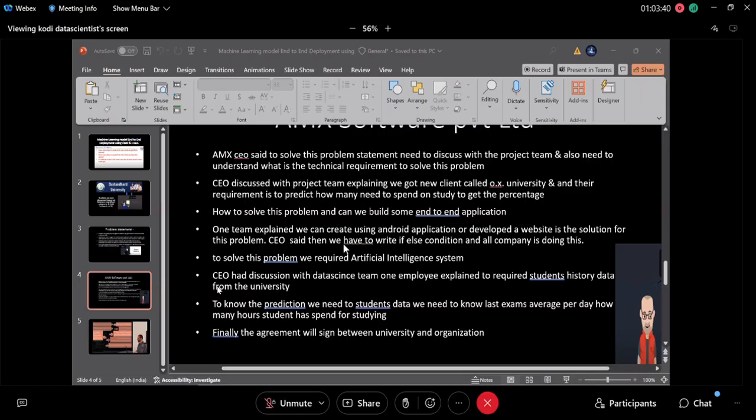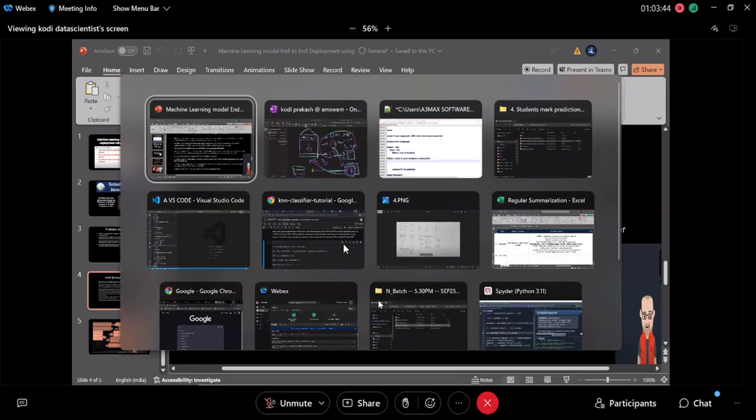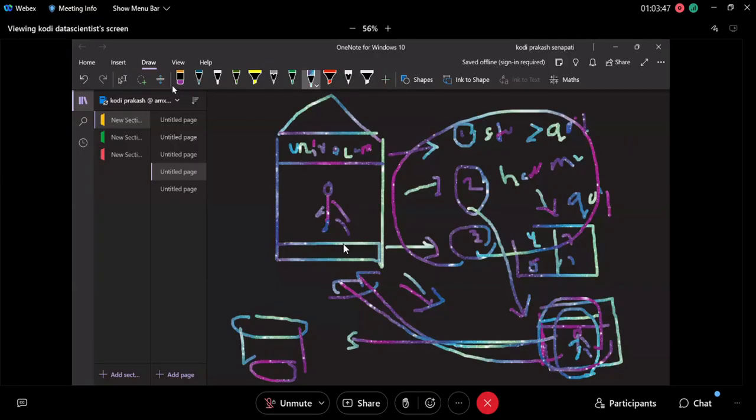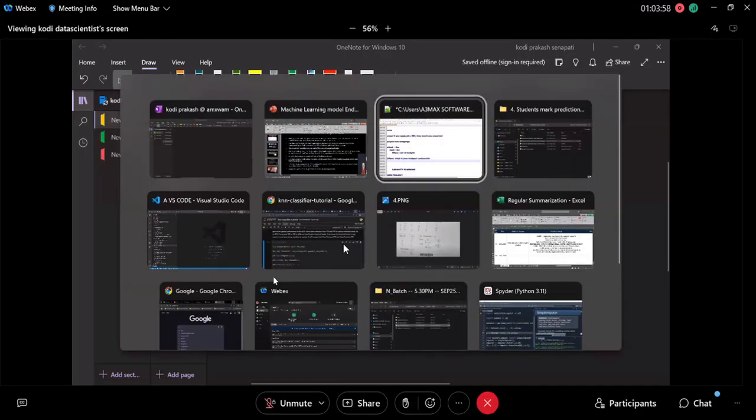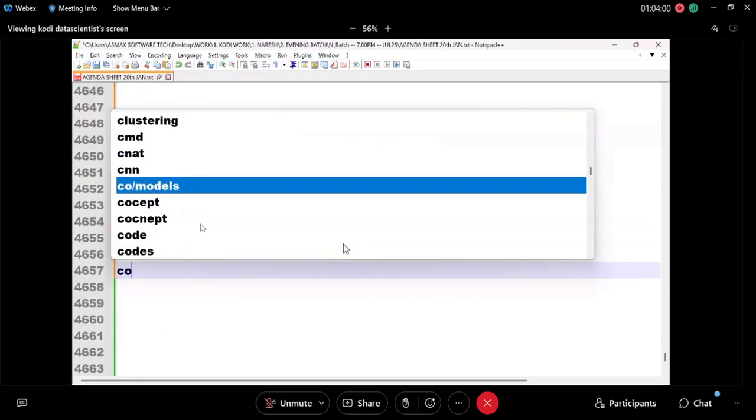So here the CEO discussed with the data science team, one employee. Can you tell me, you are a data scientist? Now the contract has been signed. What is the next step, guys? Contract has been signed. What contract, guys? Let me tell you how the contract signing happened.